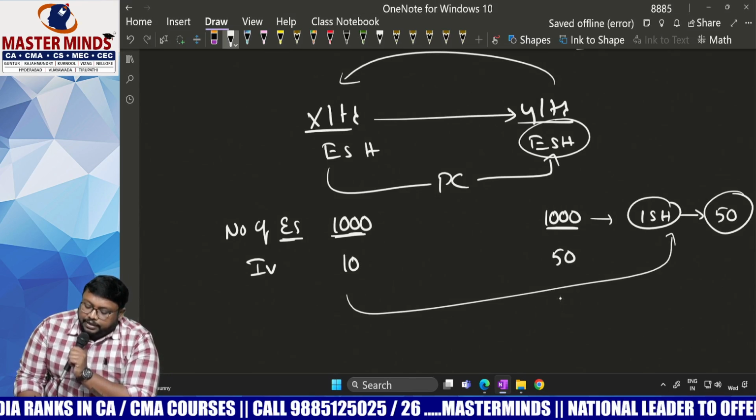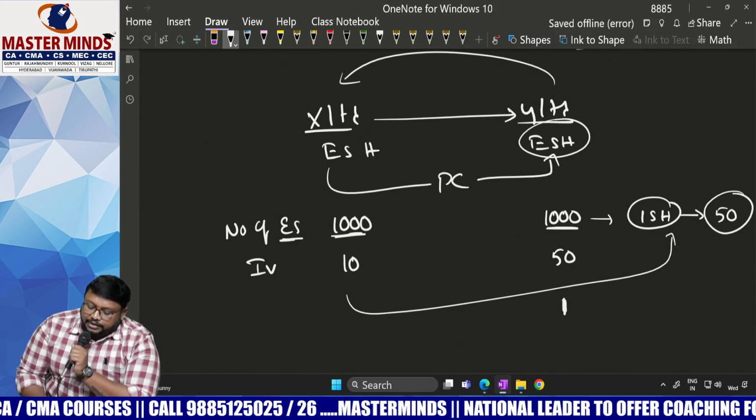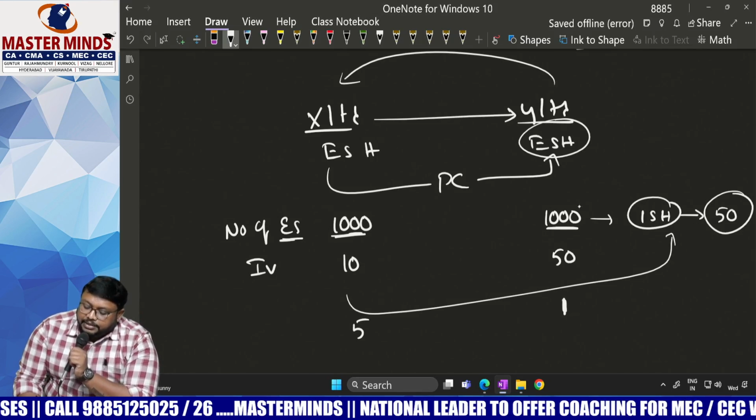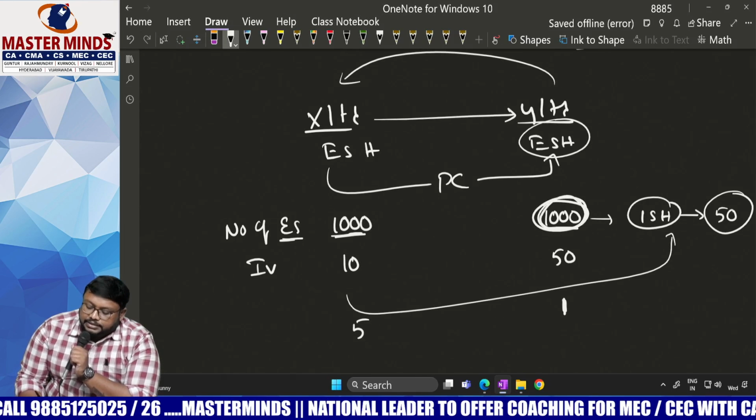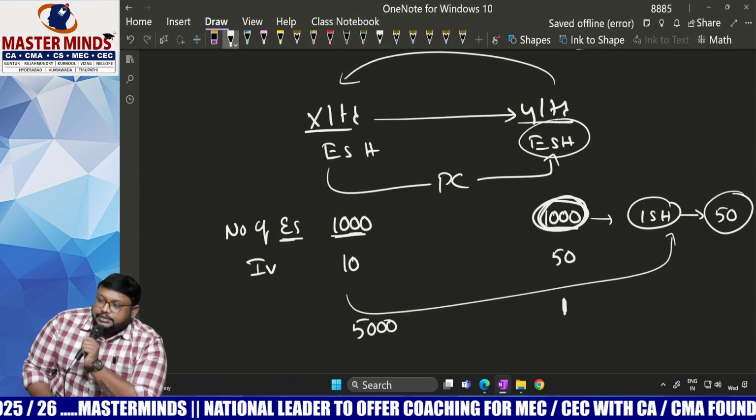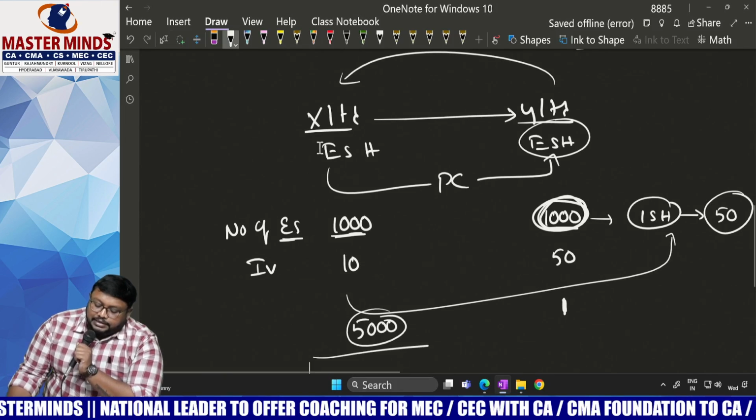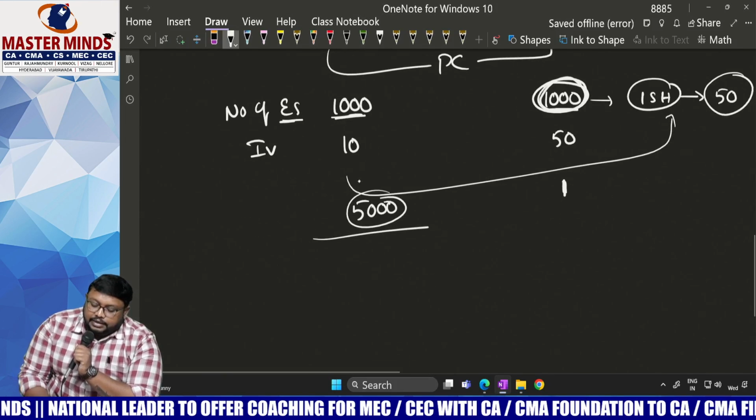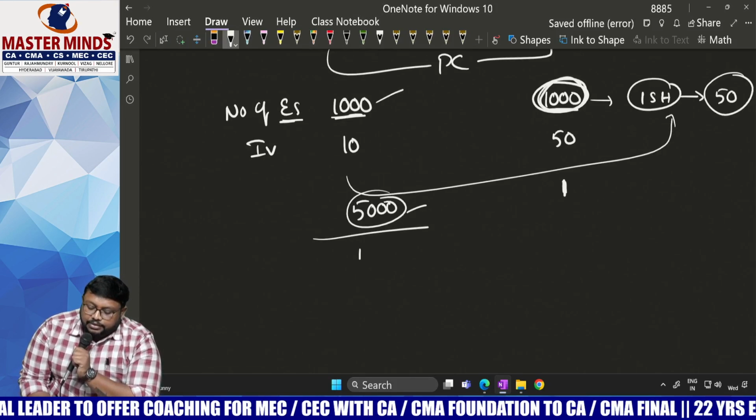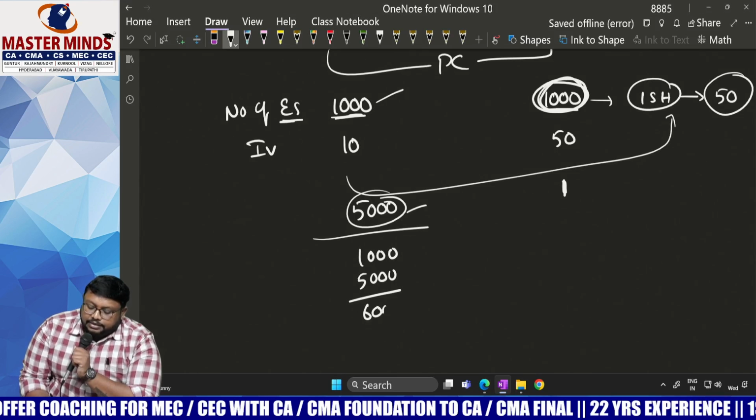For one equity shareholder of Y Limited, X Limited has to give 5 shares. That means for 1000 shares, X Limited has to give how many shares? 5000 shares. Now the total company has how many shares? X Limited initially has 1000 shares and newly issued 5000, total 6000.